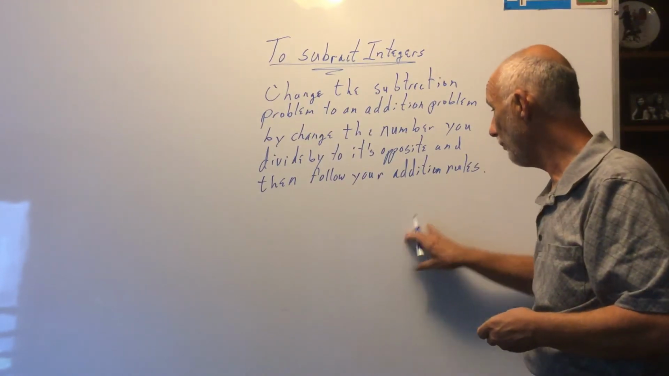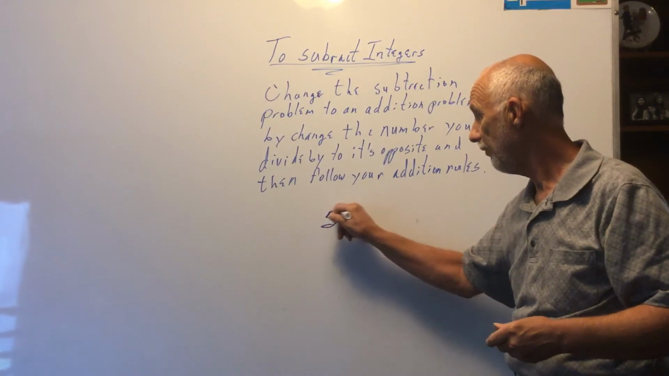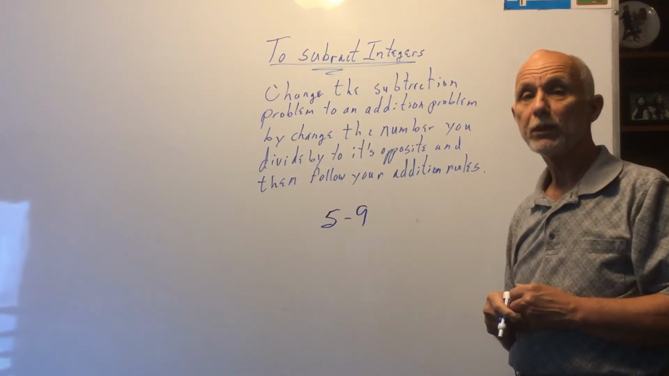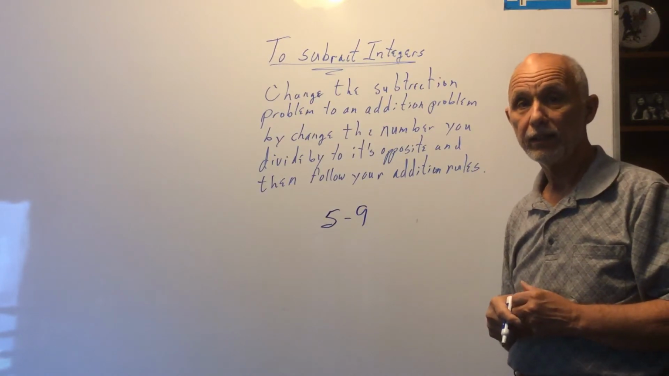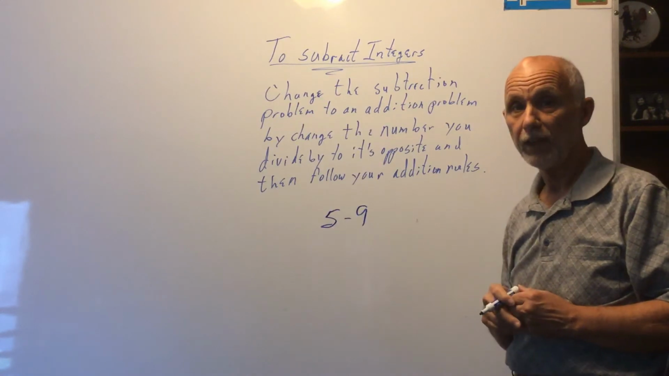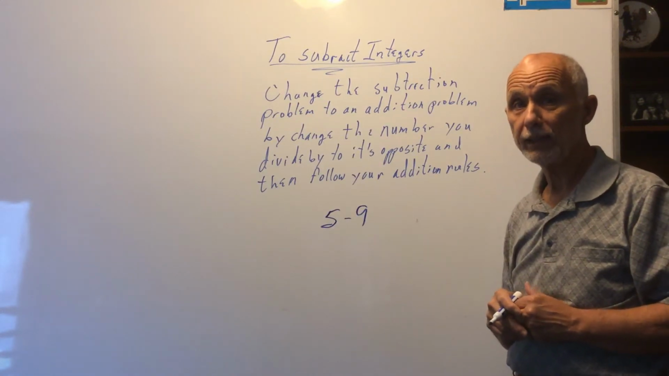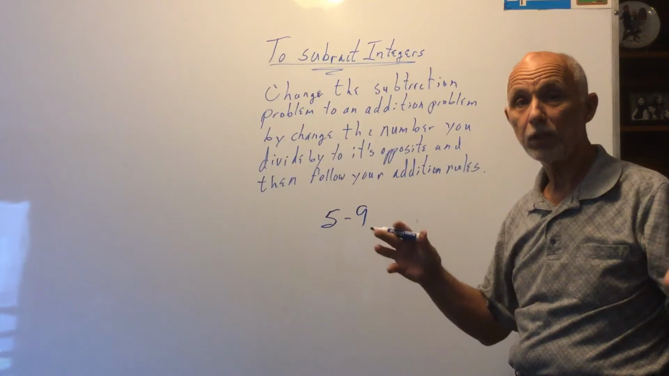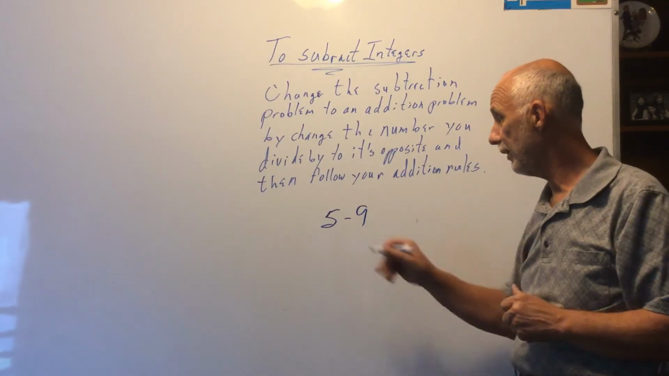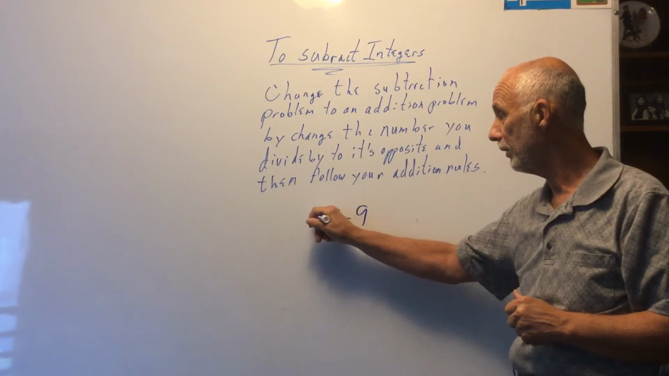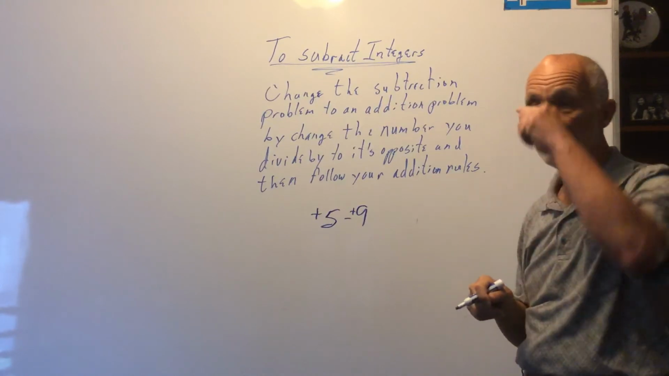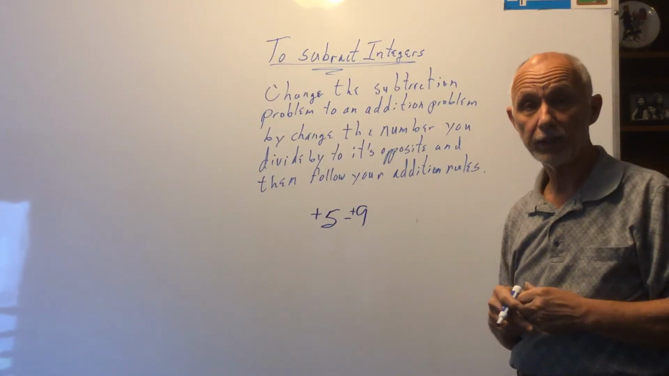Like if I had a problem like this, 5 minus 9. Now, first of all, you've been taught your whole life you can't take 9 away from 5 because 9 is bigger than 5. And that's true. You can't take 9 away from 5. And you say, well, good, then let me not do this problem. But let's first of all realize this 5 has no sign, so that makes it positive. The 9 has no sign, so that's positive. And remember, no sign means positive.